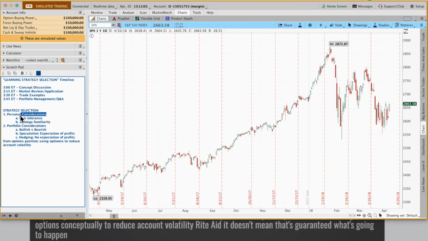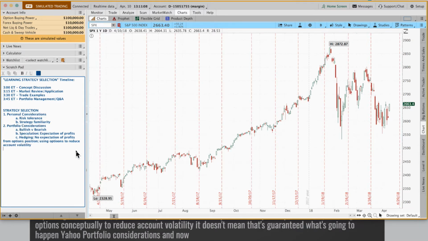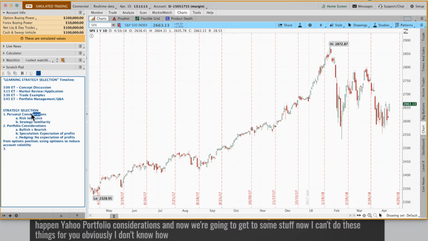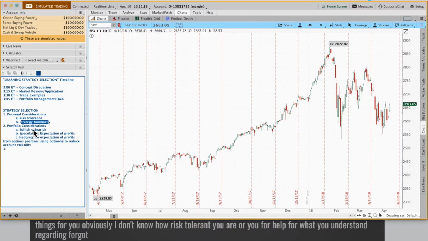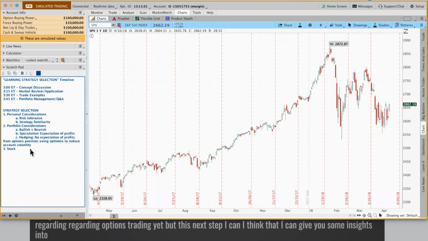So you have your personal considerations, you have portfolio considerations, and now we're going to get to some stuff. Now I can't do these things for you, obviously. I don't know how risk tolerant you are or what you understand regarding options trading yet. But this next step, I think that I can give you some insights into some logic of how to get this accomplished. Your stock market considerations.